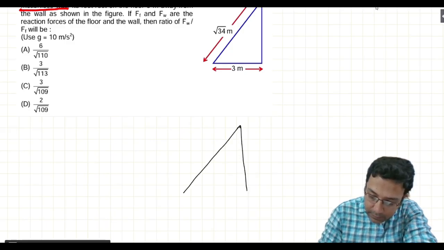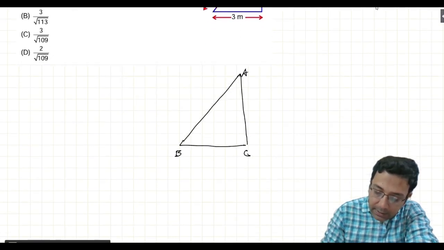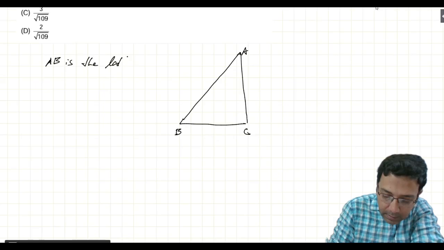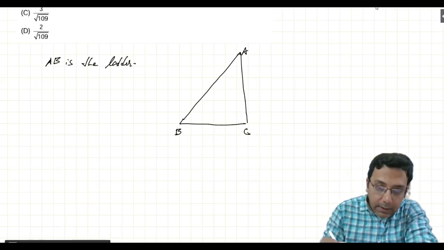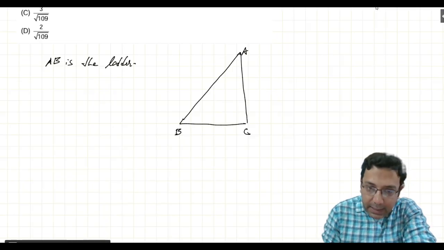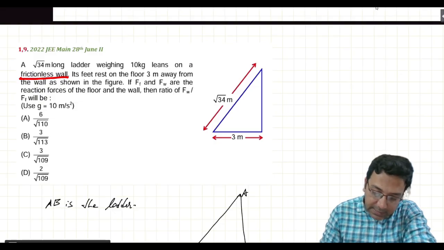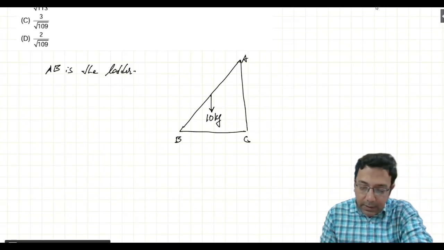Here, if I just do it like this, it is A, B, C. Here AB is the ladder, which is leaning like this. Okay, and here we can say that this is point A, B, C, and here what is the mass given here? It is 10 kg. So from the center of mass, let us give a 10 kg load over there.